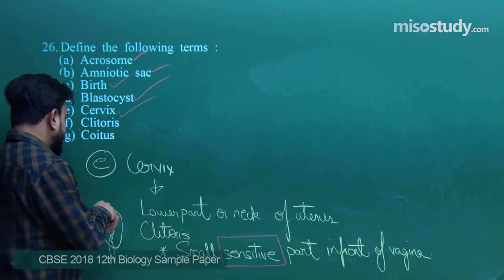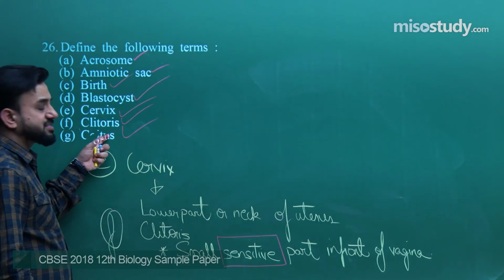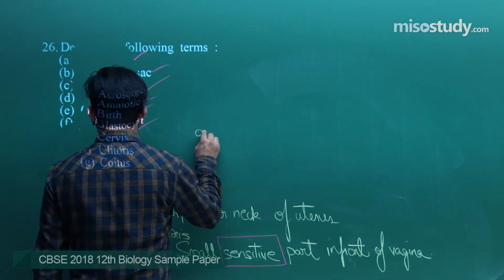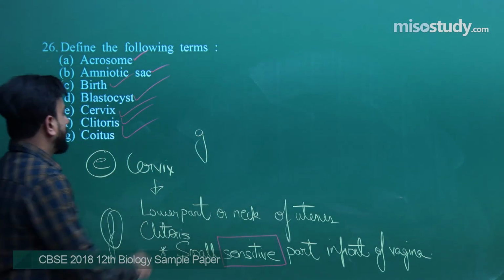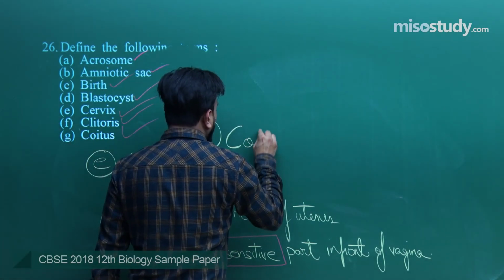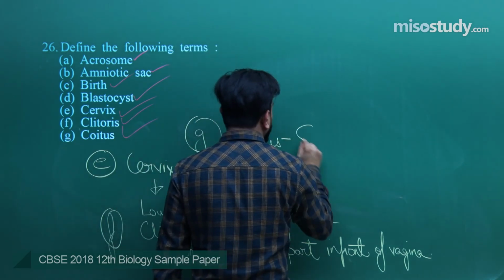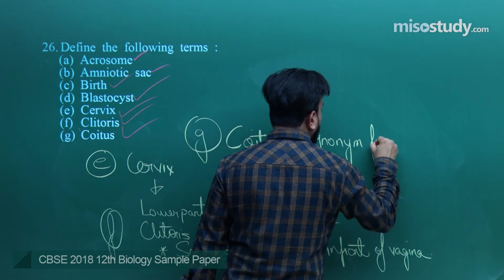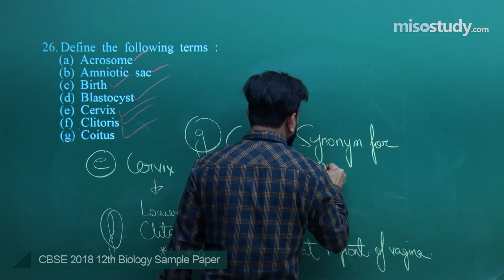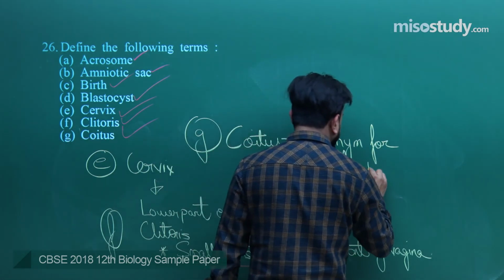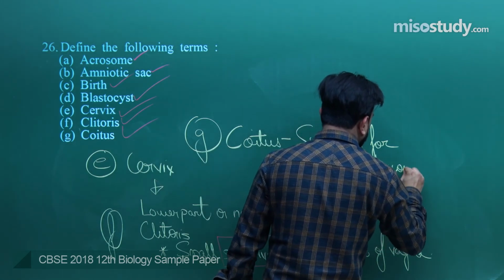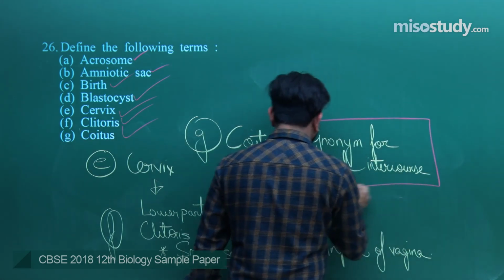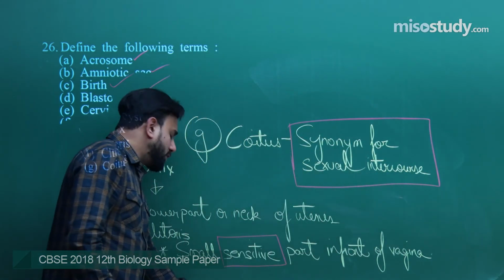And the coitus, we are done with this. Coitus is a synonym for sexual intercourse. So G, I'm writing it here: coitus is the synonym for sexual intercourse. Right? So friends, we are done with this question.